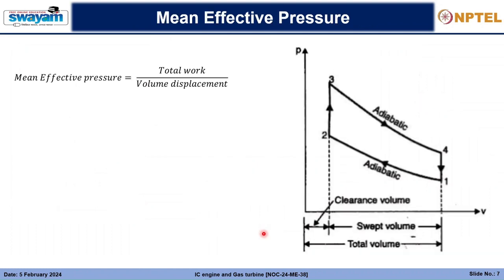Then let us talk about the mean effective pressure. What do we mean by mean effective pressure? So the mean effective pressure has a particular formula, that is total work by volume displacement.